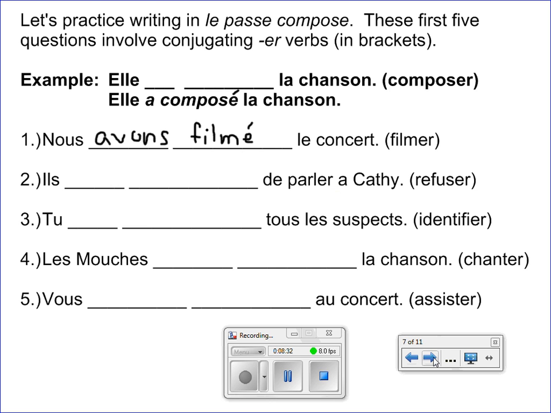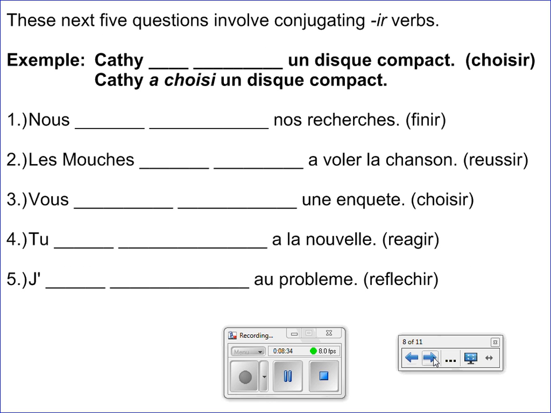Now let's move on. These next 5 questions involve conjugating IR verbs. So we have Cathy, 2 blanks, un disque compact, choisir. So in the present tense, we would say Cathy chooses a compact disc. But we want to rewrite this so that it means Cathy has chosen a compact disc. So Cathy is elle. So again, it's a. Because it's an IR verb, I'm dropping the IR and replacing those 2 letters with an i.